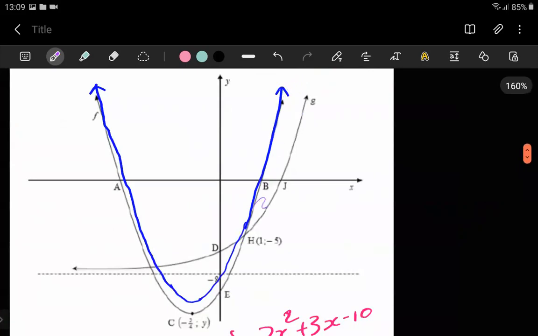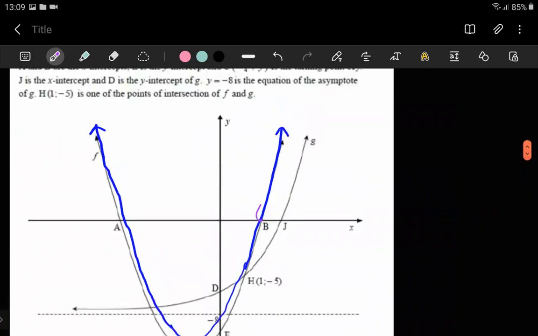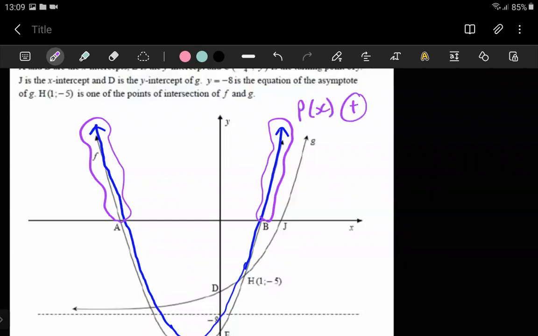But this is all we need to do. Looking at this picture, you already know that everything up here has positive y values. This is where p of x is going to be positive. Do you see that?